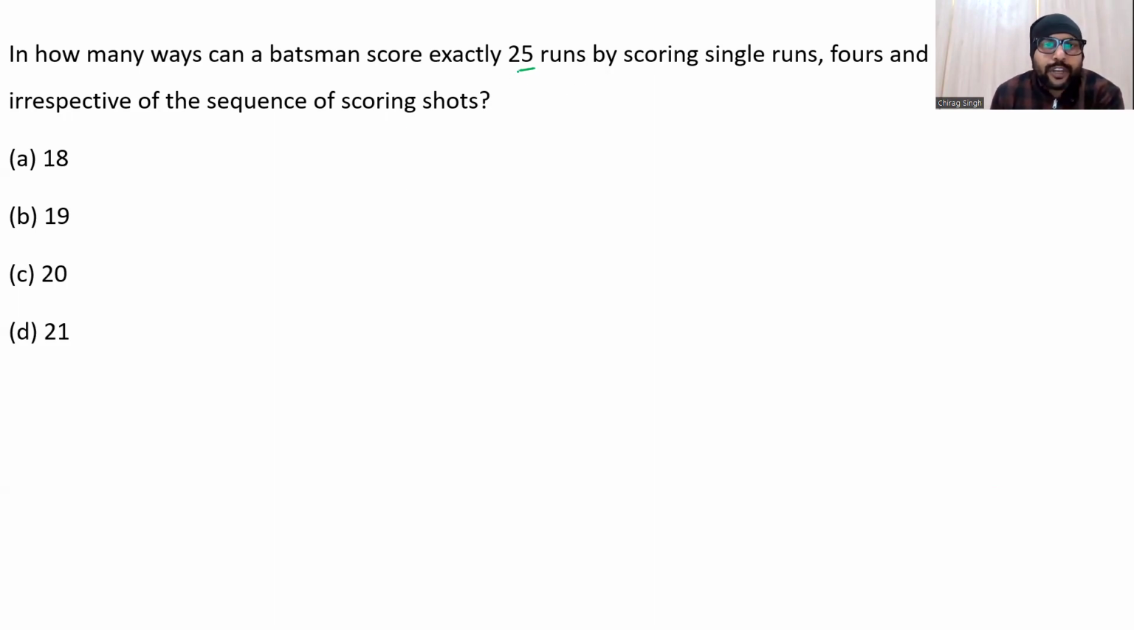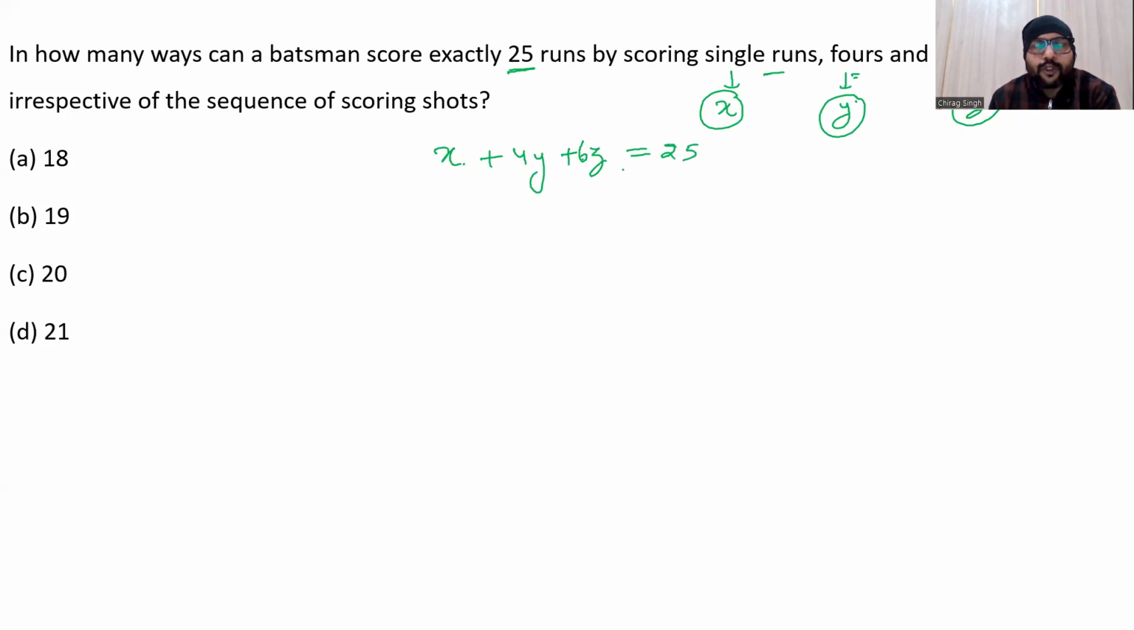How many runs do you have to score? 25 runs you have to score. You can only take singles, fours and sixes. Whenever you take a single, let's denote singles with X. Let's denote 4 with Y. And let's denote 6 with Z. X is the number of singles, y the number of fours, and z the number of sixes you have hit. So if you hit x singles, you will get x runs. If you hit y fours, then you will get 4y runs. And if you hit z sixes, then you will get 6z. Total is 25. So this would be my equation.